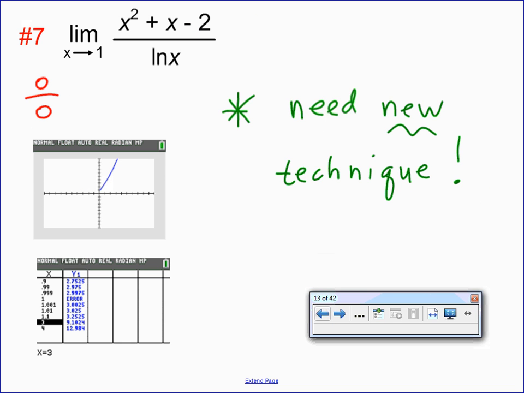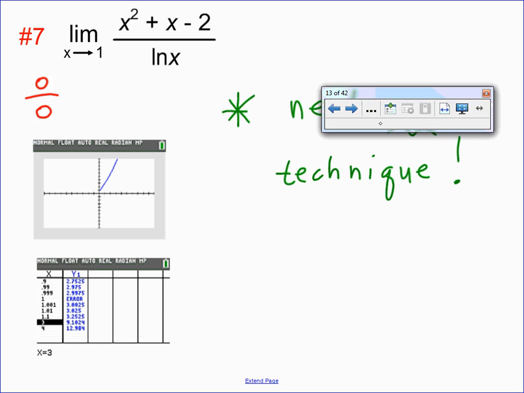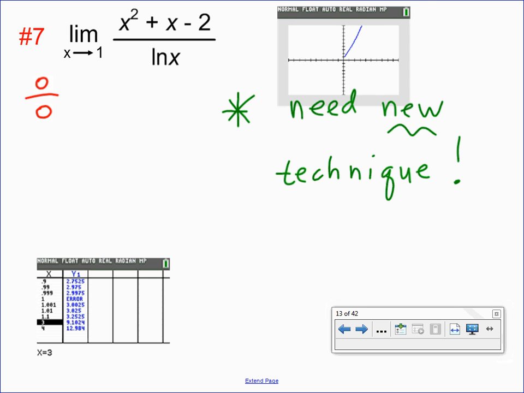So can we see what this one looks like? Let's go back to number 7. So we need a new technique. What's the new technique? The new technique is L'Hopital's rule. If we get an indeterminate form, 0 over 0 or infinity over infinity, I can take the derivative of the top, the derivative of the bottom, and then try again. Let's do that. So this technique will be called L'Hopital's rule.